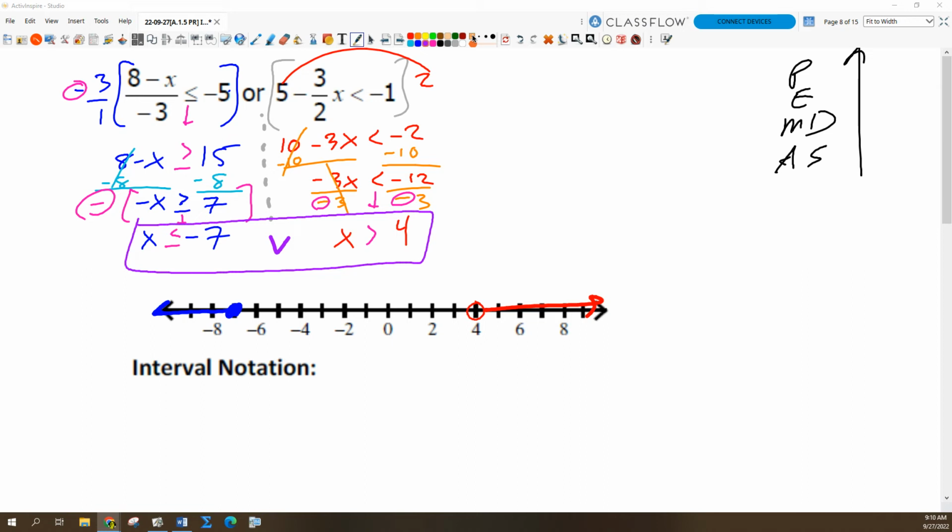Now let's turn that into interval notation. What's the blue interval? Parentheses, negative infinity, comma, negative 7, bracket. How do I say OR? U. And then the red interval. Okay, parenthesis 4, comma, infinity. Good job. Okay, we're getting this, right?